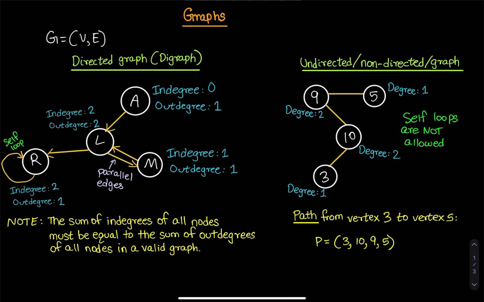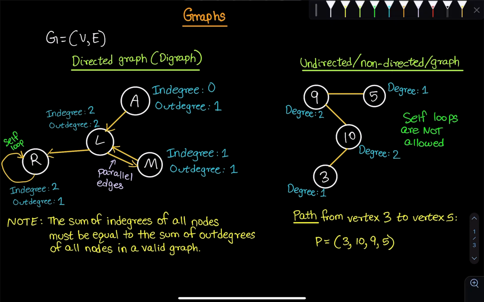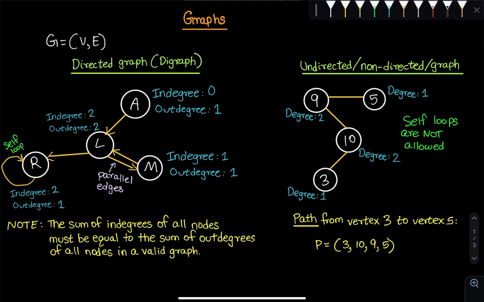In this video we'll be learning about graphs. A graph is basically a collection of vertices and edges, and there are two types of graphs: directed graphs and undirected graphs. A directed graph is also called a digraph, and each node in a directed graph has both an in degree and an out degree.